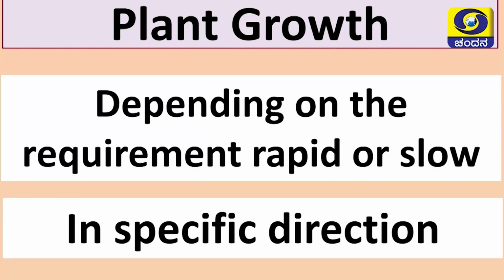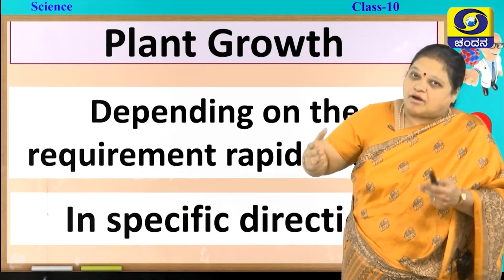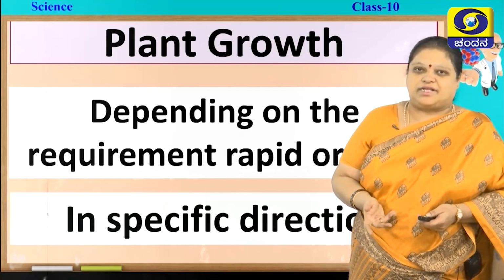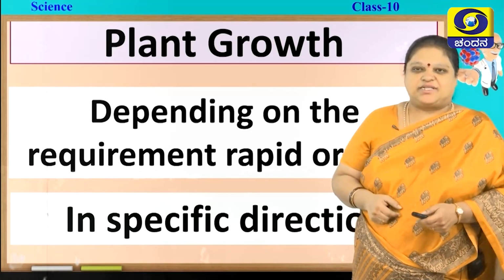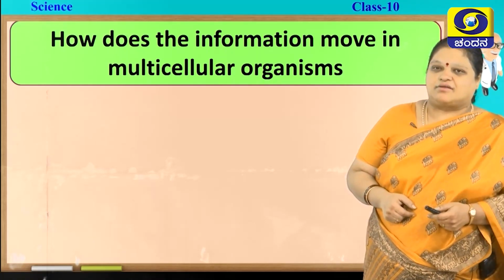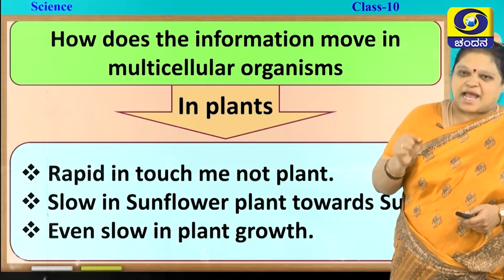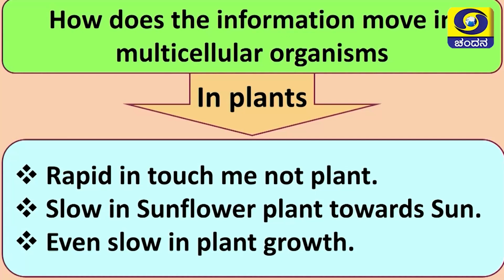So, plant growth, depending on the requirement, may be rapid or slow, and it may be in a specific direction. Some places there may be lots of growth, some places growth is not needed. So, it is very specific. Now, how does the information move in multicellular organisms? Let us see, especially in plants. So, it may be rapid in the touch-me-not plant, slow in sunflower plants towards the sun. If there is growth taking place, that is the slowest, it will be the least.